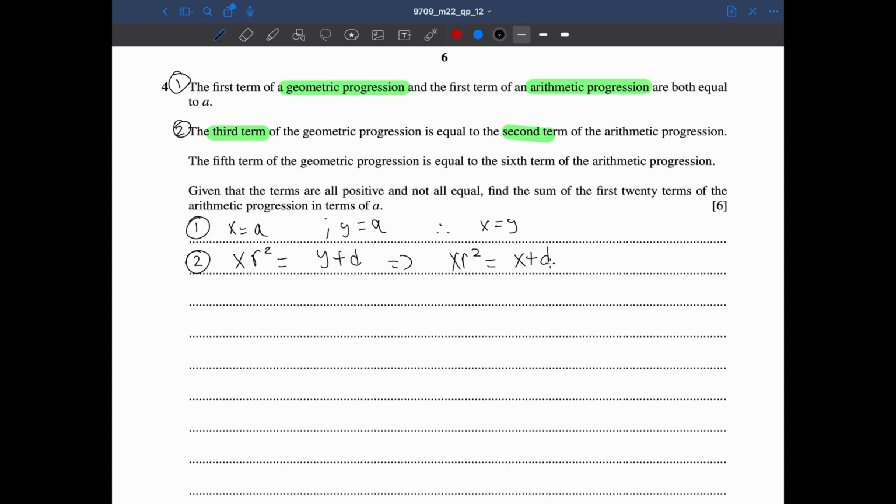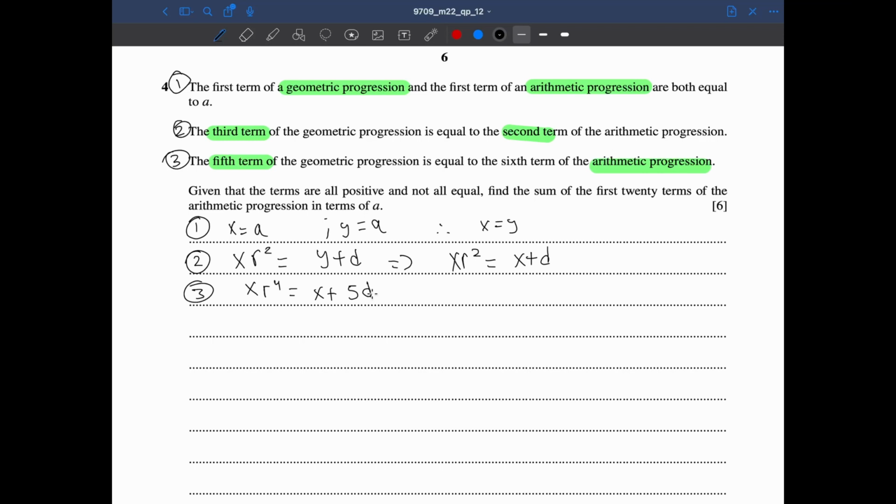The fifth term of the geometric, okay, this is the third piece of information. The fifth term of the geometric progression is equal to the sixth term of the arithmetic progression. The fifth term of the geometric means that we're multiplying by some constant 4 times. Sorry, I said 5 times. So this is the fifth term, and it is equal to the sixth term of the arithmetic progression. So we're taking the first value, which is x, and then adding some constant 5 times. So it's going to be plus 5d.